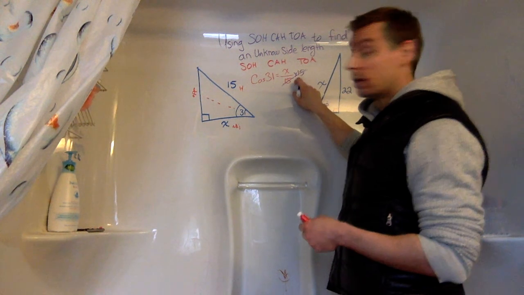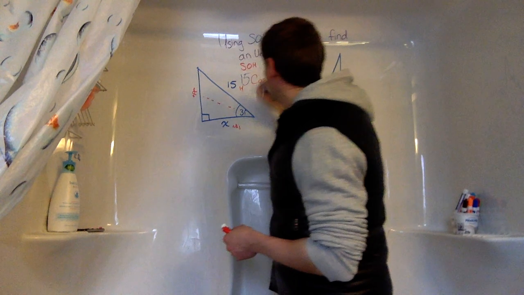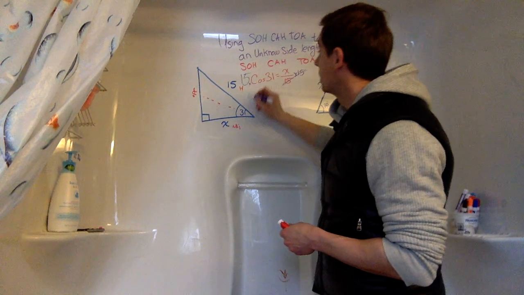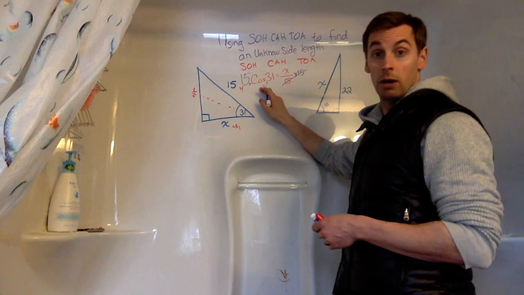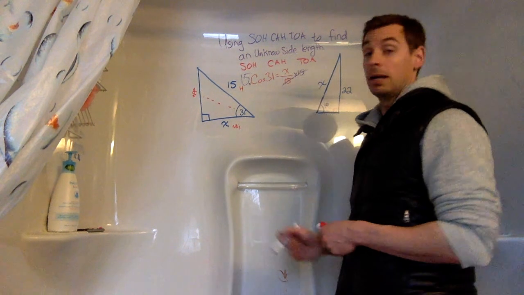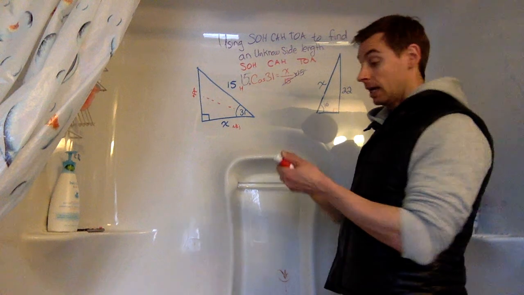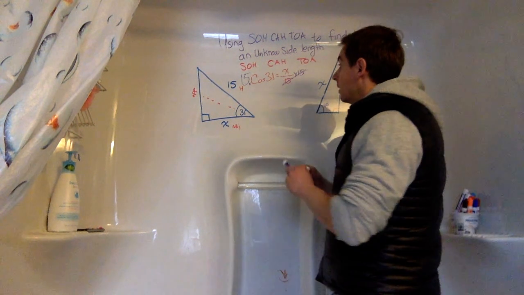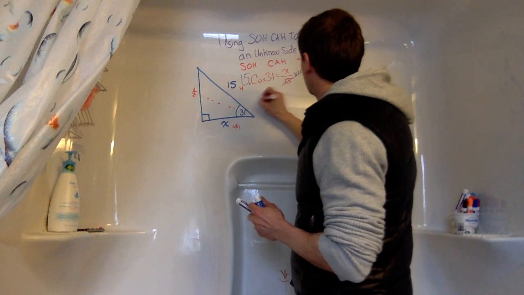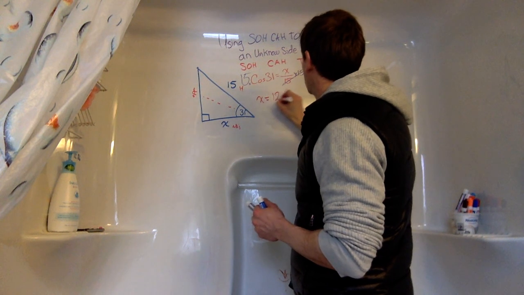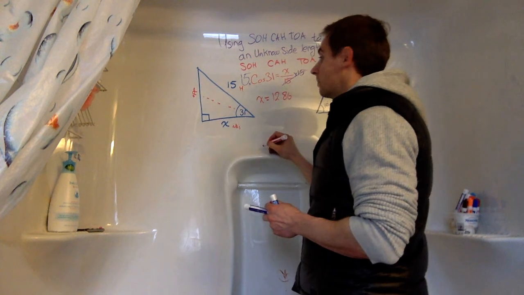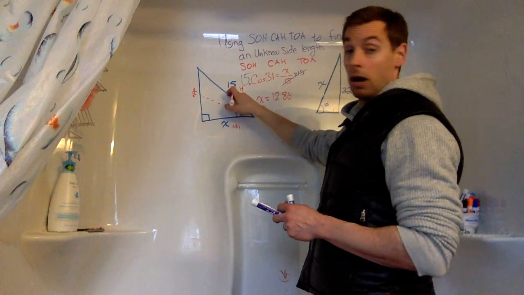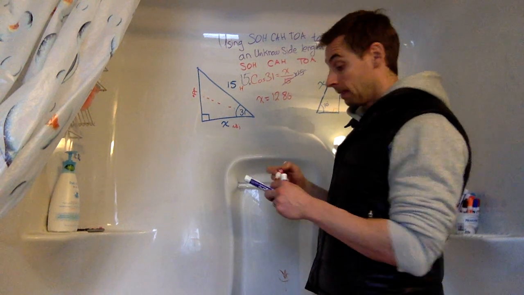But because I multiplied by 15 on this side, I need to make sure that I multiply by 15 on the other side. So now I have an equation that says 15 times the cosine of 31 equals my x value. Then all I do is plug it into my calculator, but make sure you have that multiplication symbol in there. Okay? And we're going to end up with x equals 12.86. And we can look back and say, okay, it's probably pretty close because our x value is less than our hypotenuse, which is exactly what it should be.